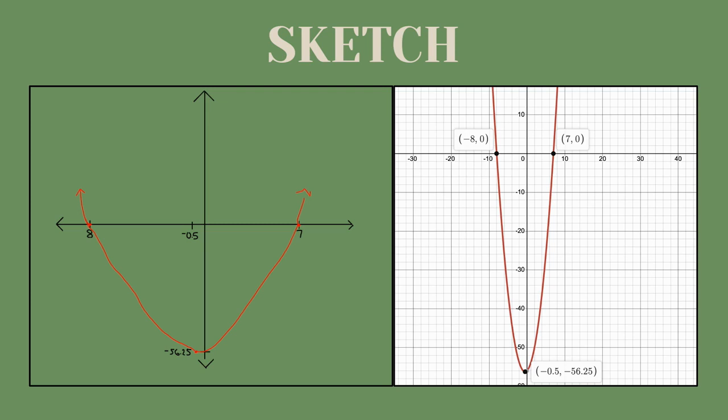So it can look pretty wonky like mine does right here, but as long as it has that information, it is accurate. And we can double check that when we graph the equation on a graphing calculator. And as you can see, both of these graphs have the same main points. They have both the x-intercepts and the vertex.